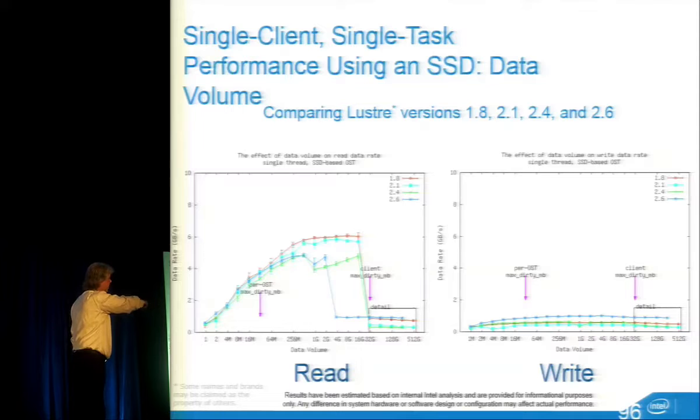And for the writes, there's actually a limit on how much dirty data a particular OST will keep on the client. So it never really has that big bump. It stays pretty much the same all the way out. It's basically already talking all the way to the disk.